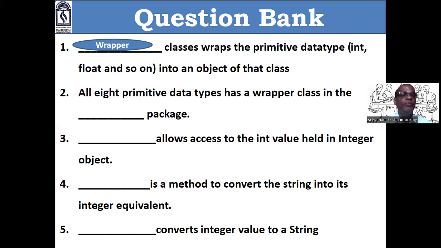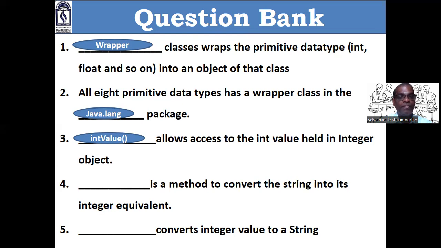Try to answer the second question. All 8 primitive data types have wrapper classes in the dash package. That means under which package are all wrapper classes available? Very good. The java.lang package. Try to answer the third one. Dash allows access to the int value held in an Integer object. What is the answer? Good. intValue. intValue is one method. It allows us to access the int value stored in an Integer object.